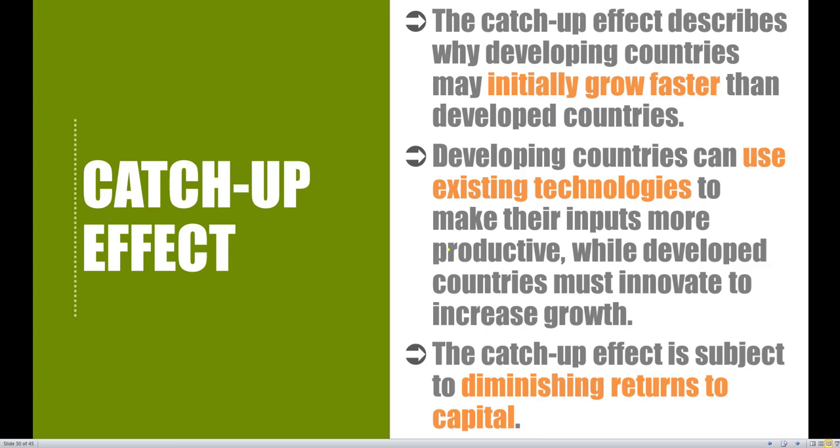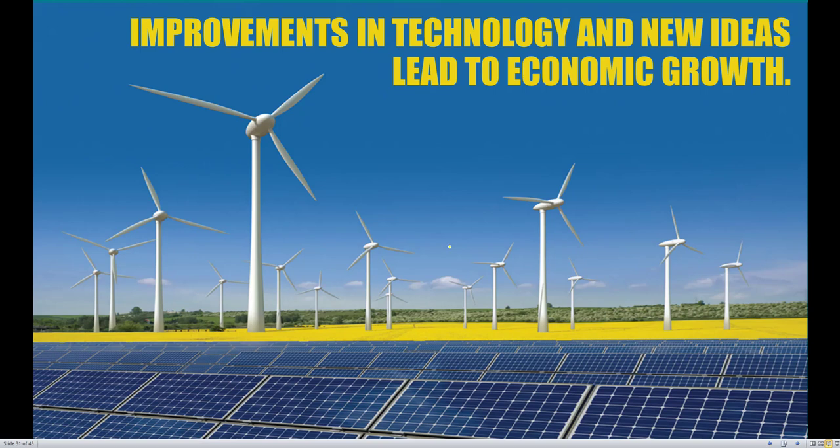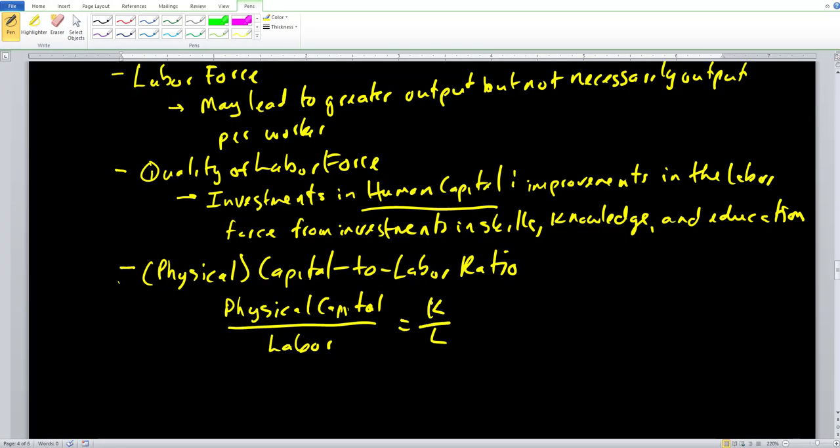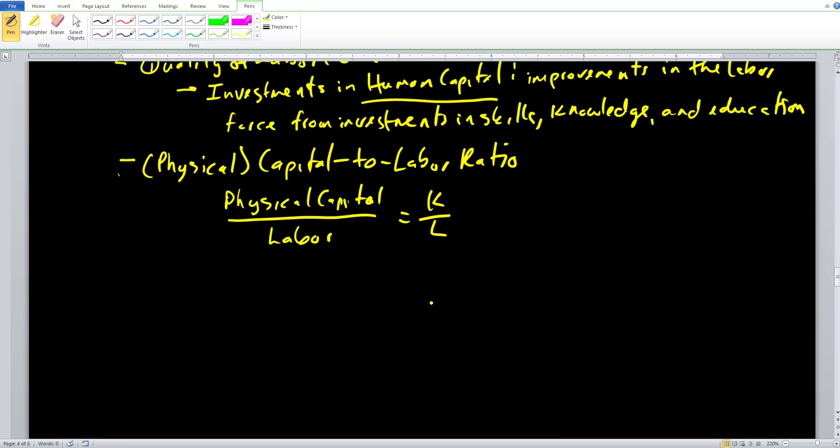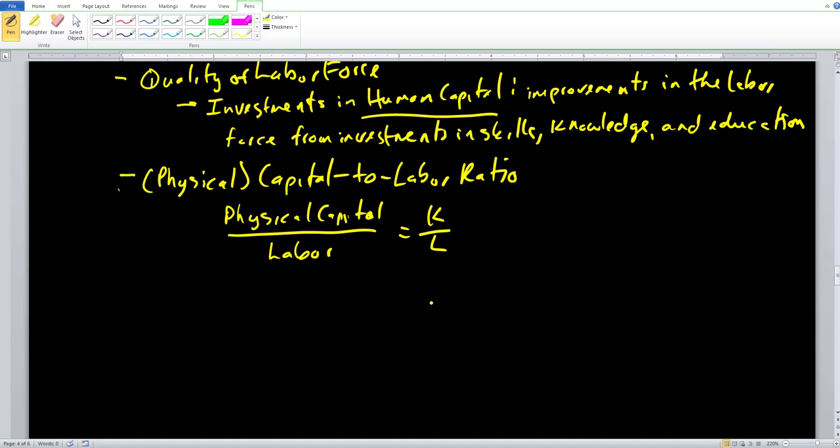So something to keep in mind with the capital to labor ratio: it is very important initially in terms of inducing economic growth, but with every additional piece that we add to the ratio, it becomes less and less important. Finally, the last factor of production that we can take a look at is improvements in technology and new ideas, which lead to economic growth. And as you already suspect, this is the main driver of economic growth nowadays for any country.